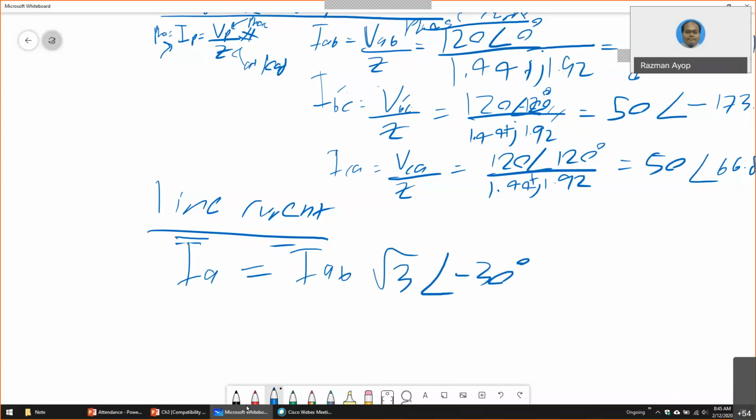This one is for balanced load. Because you use a balanced load, no need to worry, you just use this formula. If it's not a balanced load, you have to use the previous formula. So what is IAB is 50, what do you call?